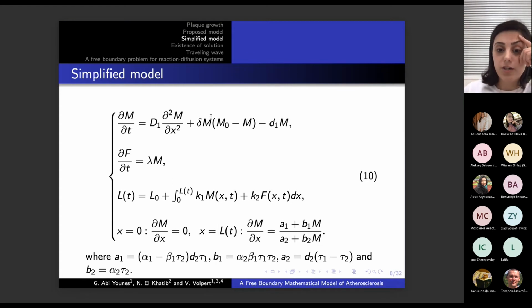So this is the equation for M. It remains as it is. Also for the equation of F, and for the equation of L. Now for the boundary condition, before, the flux of M at the boundary x equals L of t was a function of A, but now it is a function of M. This is just for simplifying.